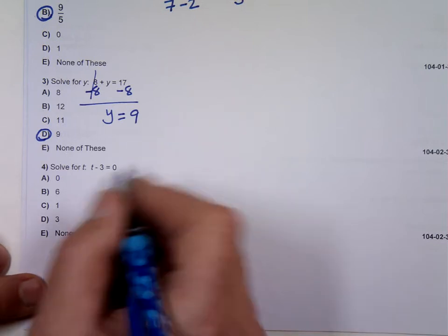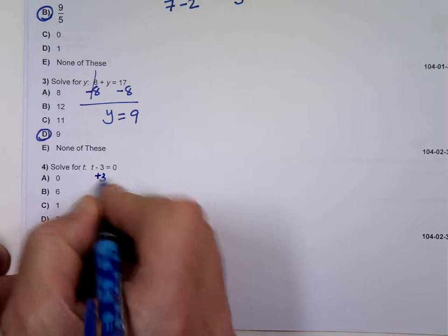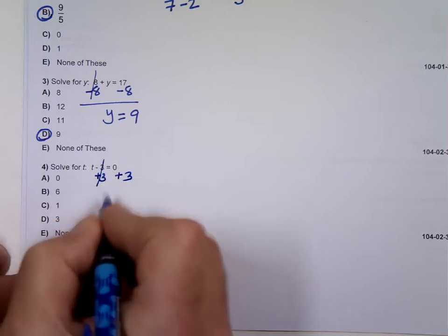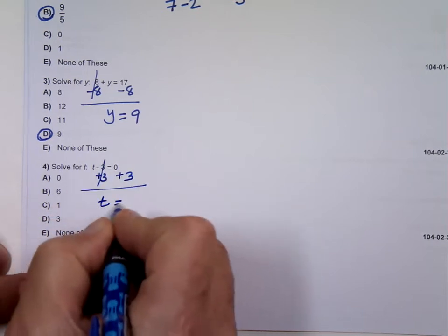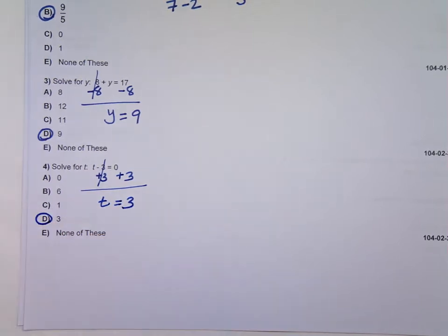Solve for t. T minus 3 equals 0. Add 3 to both sides. T equals 3. So that's the first page, the first 4 questions. All of them from chapter 4.